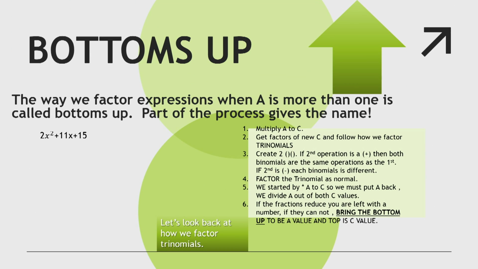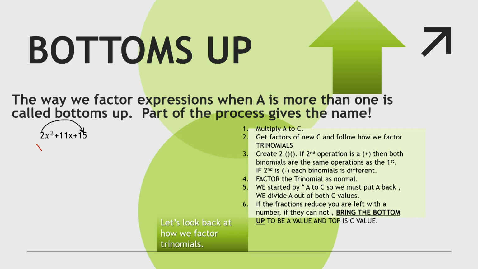So what I want to do is take all these steps and work it in this trinomial. Now I have 2x squared plus 11x plus 15. I do not have a greatest common factor. So I'm going to start my bottoms up. I'm going to take my a and multiply it into my c.